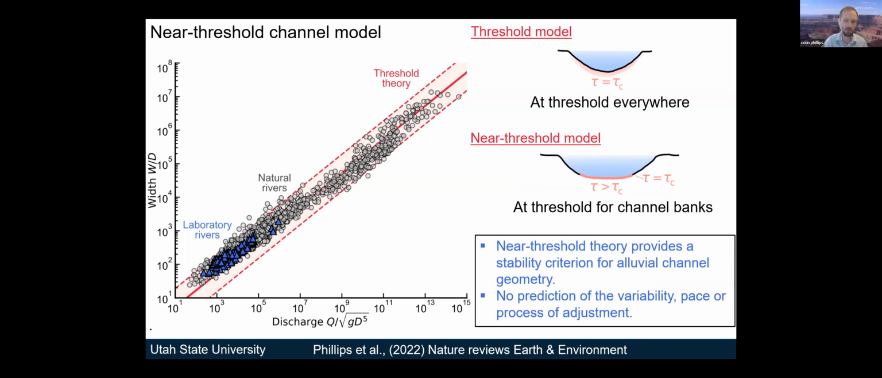Now, while this matches data very well, it just gives us a stability criterion. There's no prediction of variability, pace, or the process of adjustment. And when we think about hazards, as people have alluded to, what happens when the DEM's no longer the same DEM, right? When it changes. And one of my colleagues says, well, can a river get out here? Can a channel even get there? What would happen if a channel got off the curve there?